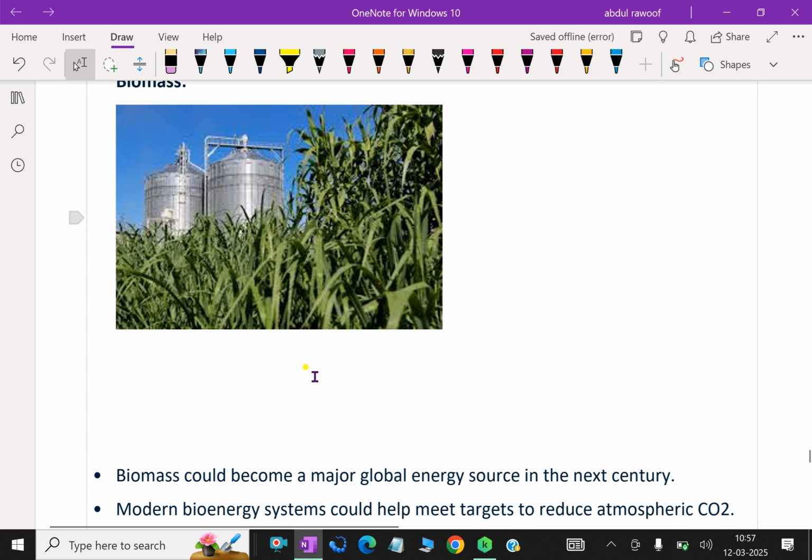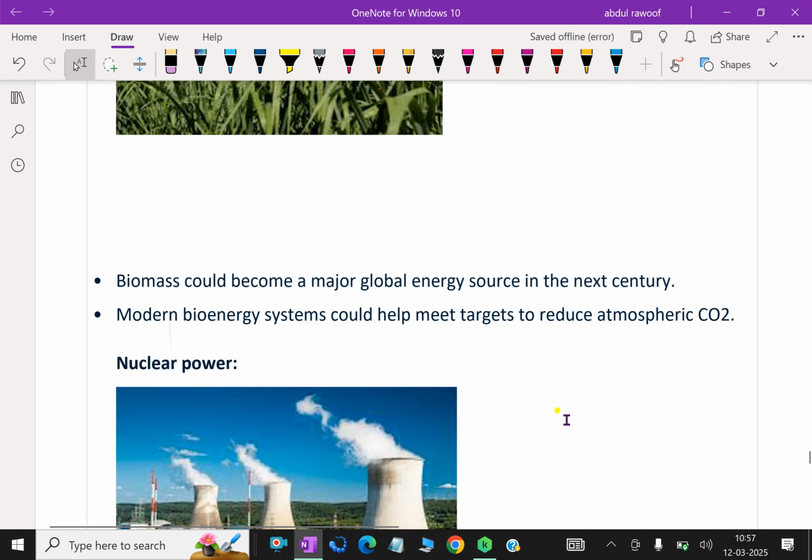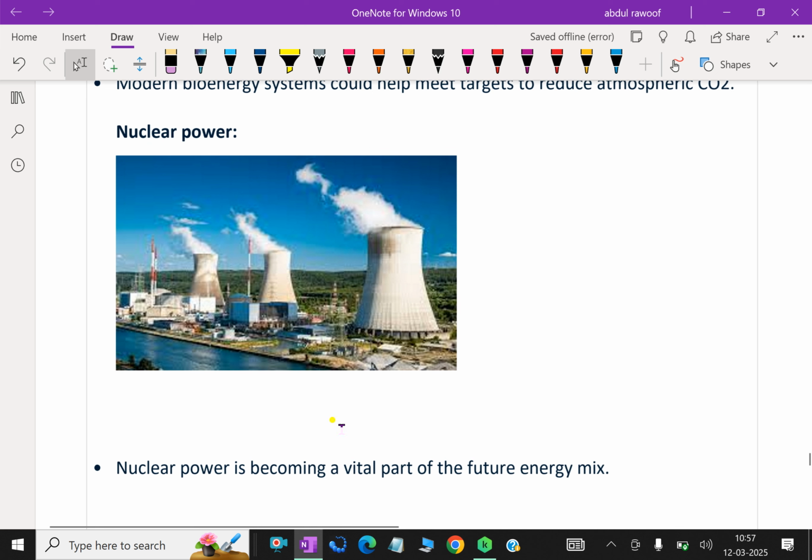Biomass. Biomass could become a major global energy source in the next century. Modern bioenergy systems could help meet targets to reduce atmospheric CO2, that is, carbon dioxide reduction. Nuclear power. Nuclear power is becoming a vital part of the future energy mix.